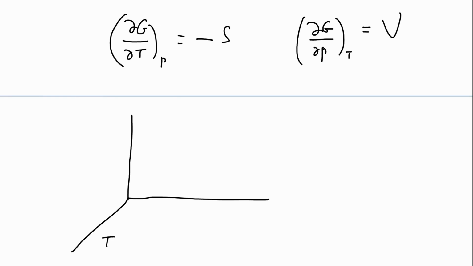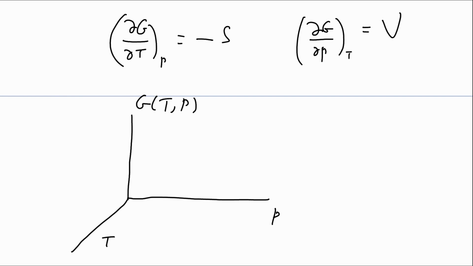So if I plot G as a function of T and P, that's like Z is a function of X and Y. If I was going to make a 3D map, I would have the landscape, how high the land is. Z is a function of X and Y. This is G as a function of T and P. And so there's a surface up there.